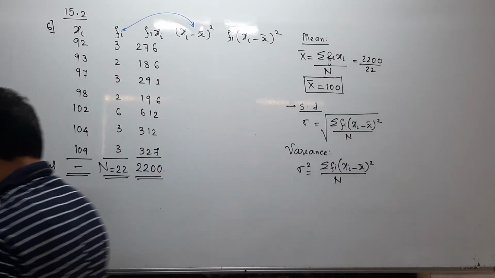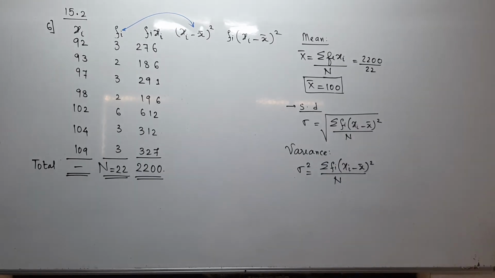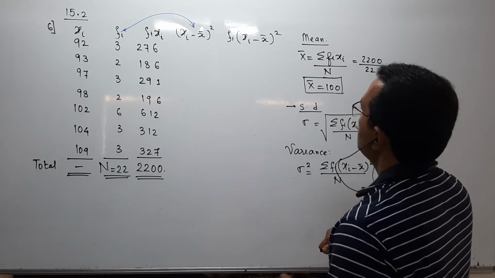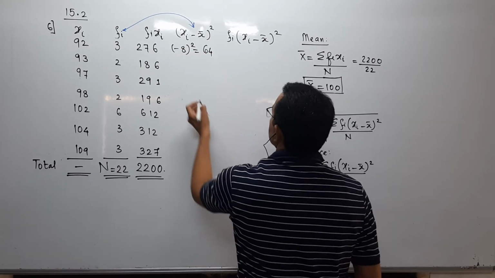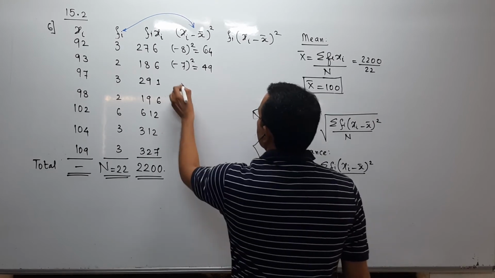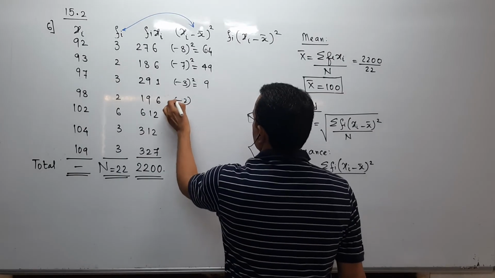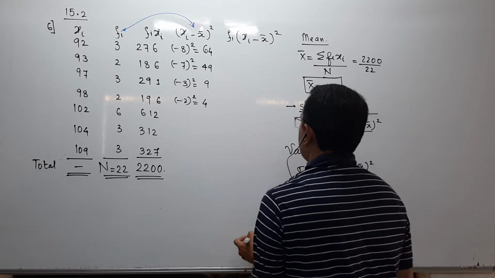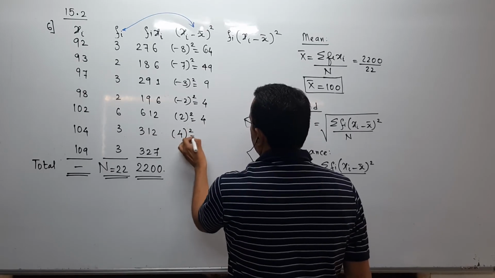So if the mean is an integer, we prefer the formula sigma is equal to square root of summation fi into xi minus x bar whole square divided by capital N. So from every xi I have to exclude the mean 100. 92 minus 100 is minus 8, and its square is 64. 93 minus 100 is minus 7, and its square is 49. 97 minus 100 is minus 3, and its square is 9. 98 minus 100 is minus 2, and its square is 4. 102 minus 100 is plus 2, and its square is 4. 104 minus 100 is 4, and its square is 16.